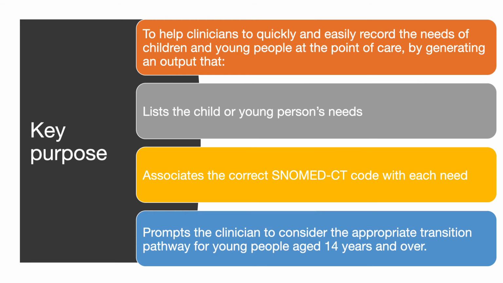The key purpose of the Needs4Pathways tool is to help clinicians to quickly and easily record the needs of children and young people at the point of care by generating an output that lists all of the child or young person's needs and associates them with the correct SNOMED-CT codes. There's then an output which prompts the clinician to consider what might be an appropriate transition care pathway for a young person who's 14 years of age or older.